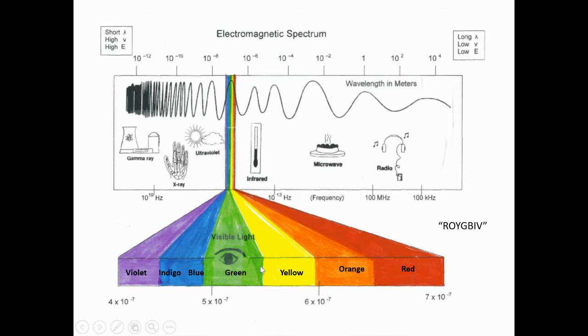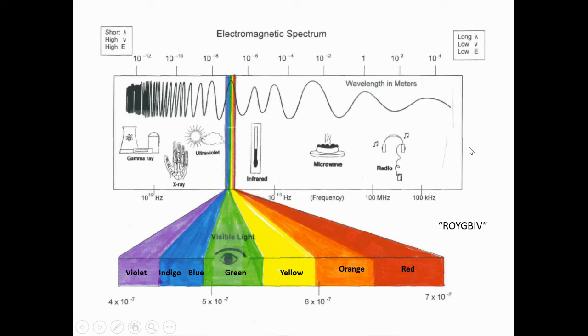So as we go from red to violet, the size of the waves is getting shorter. It's getting to a lower number. So as we go from red to violet, the frequency is increasing. And as the frequency is increasing, so is the energy.